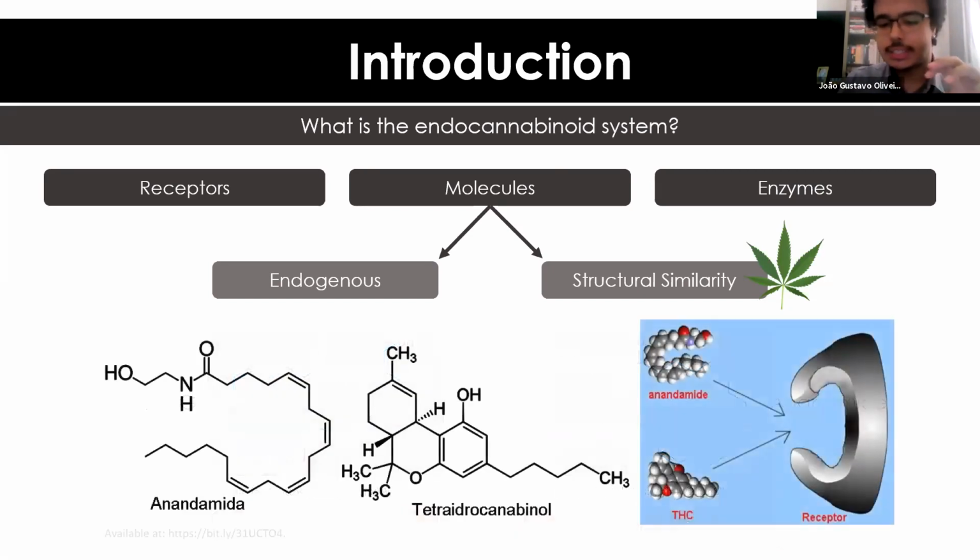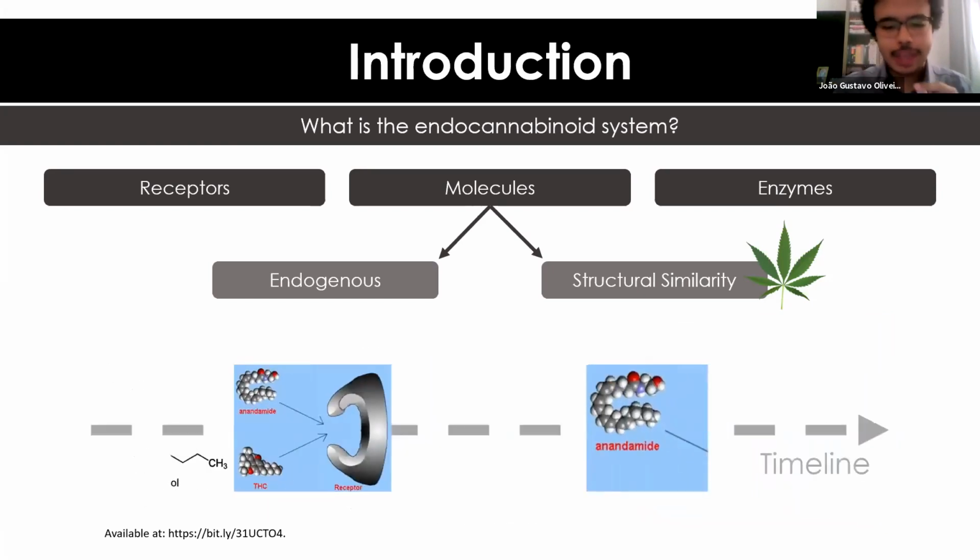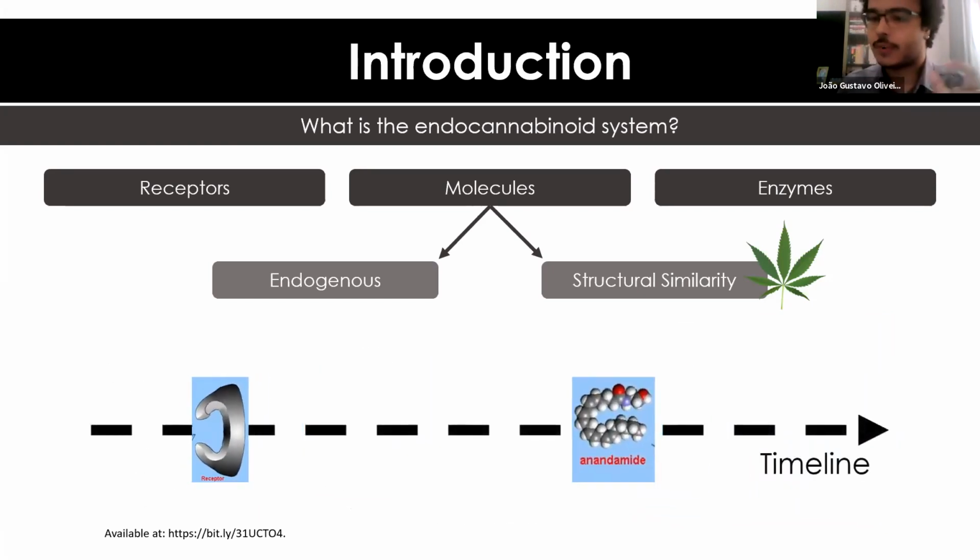This structural similarity that I talked about is why we can use products of the cannabis such as artificial products like CT3 and other agilamic acids for the agonism of these receptors, because they have some similarity in their structure. In fact, the receptors in the timeline were the first ones discovered, and then the molecules that can agonize these receptors were discovered.